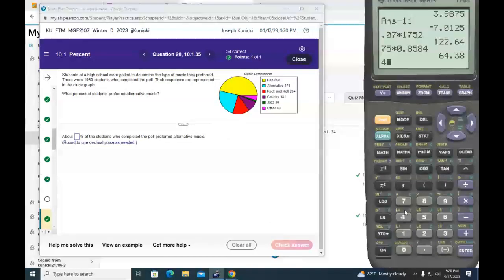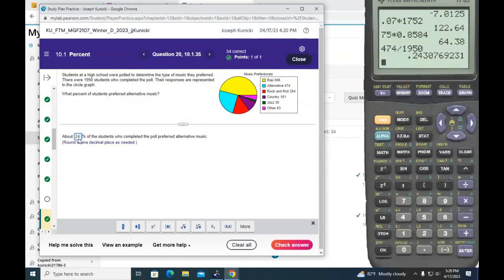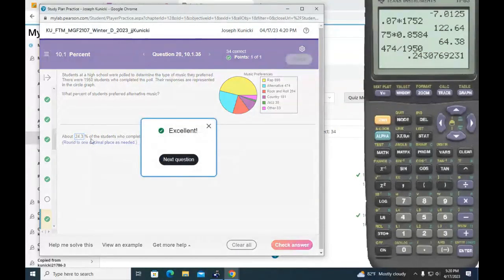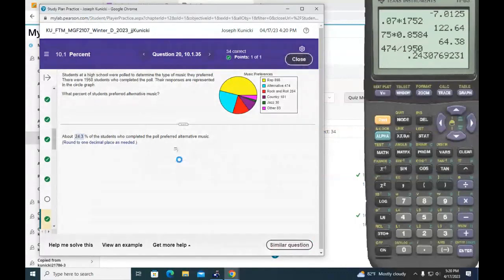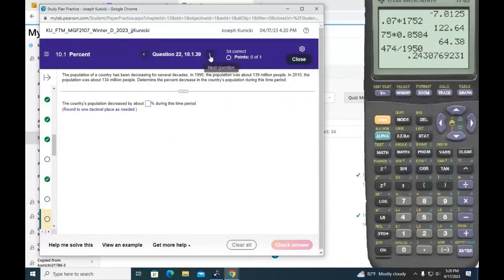474. So I just need a fraction. That's how many are in the category divided by how many total. There's my denominator. And I just have to turn that into a decimal to one place: 24.3. That's pretty straightforward. 30, 40.